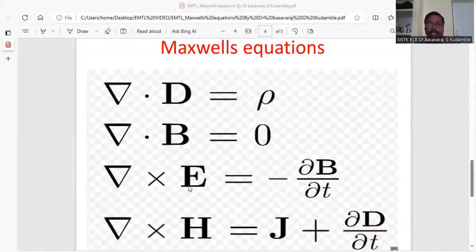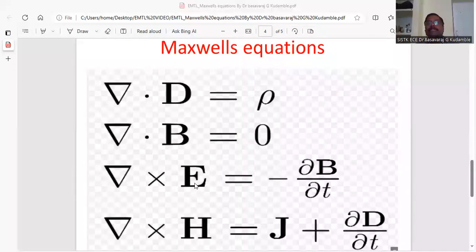Then we call it the curl of E. This del cross E is the curl of E. Here that is nothing but the EMF produced in a circuit, which is equal to the rate of change of magnetic flux density. B is the magnetic flux density, and dou B by dou t is the rate of change of magnetic flux density. The negative sign is due to Lenz's law, so the direction of the current flowing through the other circuit is opposite to that which is causing it.